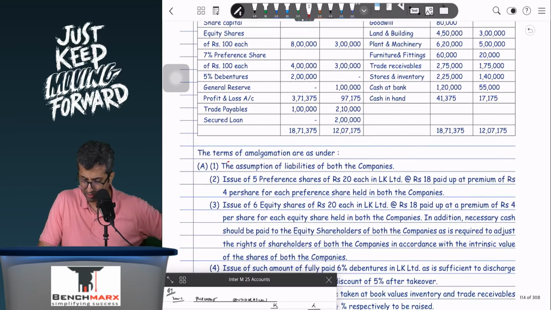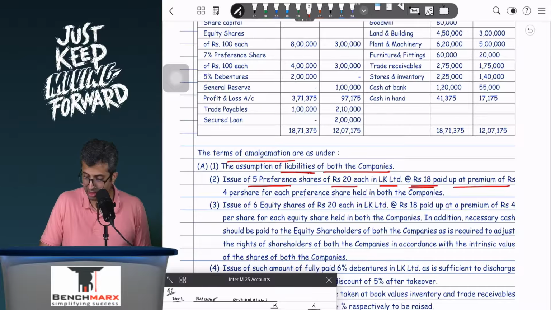The terms of amalgamation were assumption of liabilities of both the companies. So you will take over the liabilities. This is not a part of PC, this is a part of net assets. Issuing 5 preference shares of rupees 20 each in LK at rupees 18 per share, paid up at a premium of rupees 4 per share for each preference share held in both the companies.